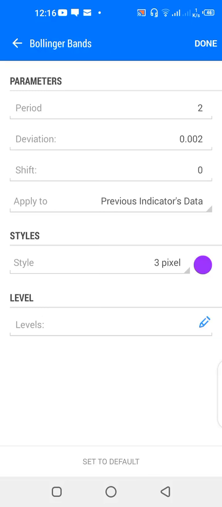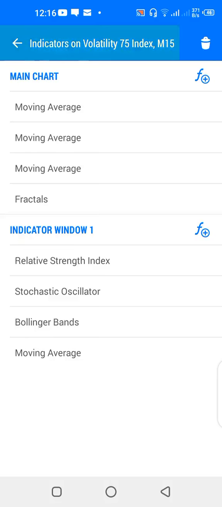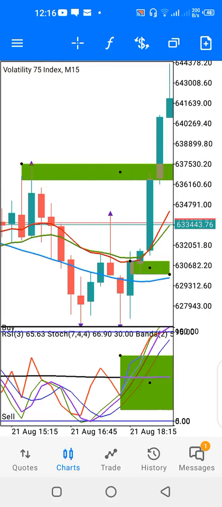We also have Bollinger Bands. The period is 2, deviation is 0.002, shift is 0, apply to previous indicators data. Color is purple. Then we have moving average, period is 200, shift is 0, method is simple, apply to first indicators data. Color is black. Now, how does this strategy work for indicator window one?